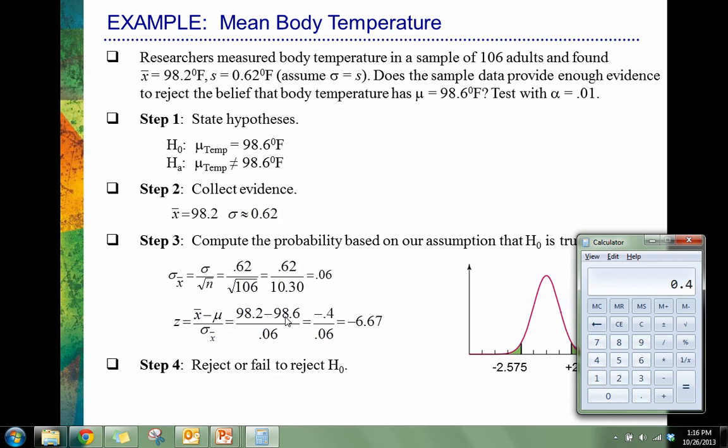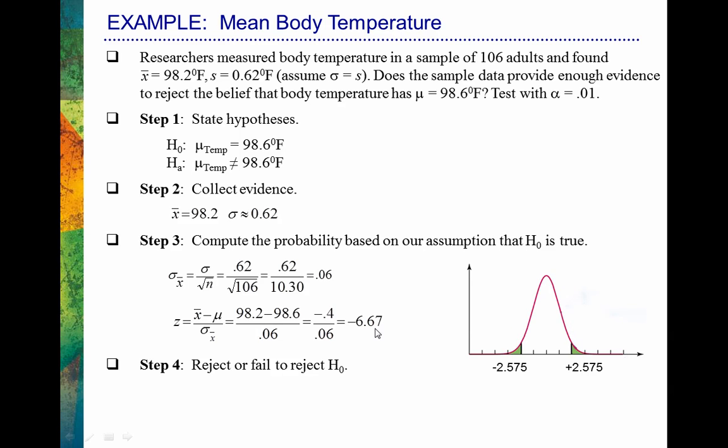If we take 0.4 and make it negative, and then divide by 0.06, we find a z-score of negative 6.67. That's a really large z-score. Let me get back here. Negative 6.67. So again, right here in the middle is a z-score of 0. Here's negative 2.575, marking off our critical region, and negative 6.67 is off the charts. It's way deep into this tail. So is it in the critical region, otherwise known as a rejection zone? Yes, it is.